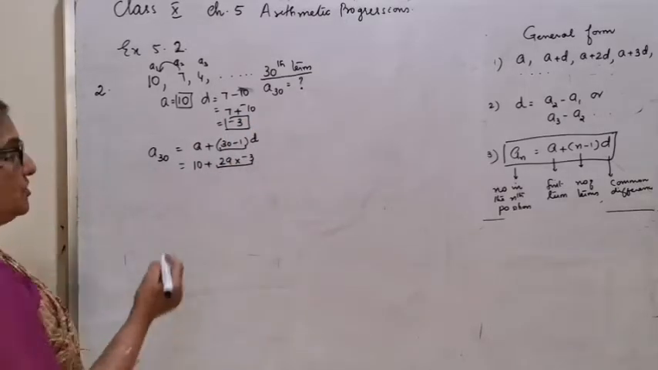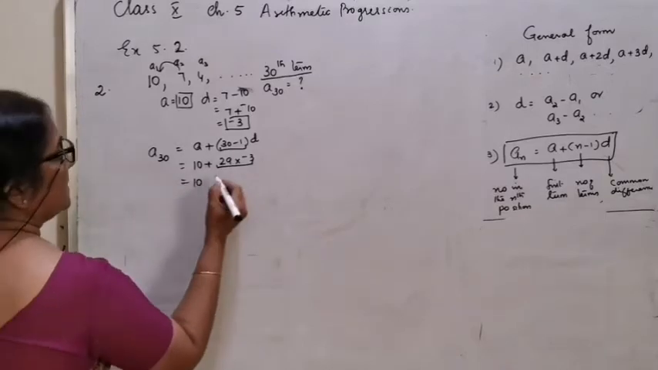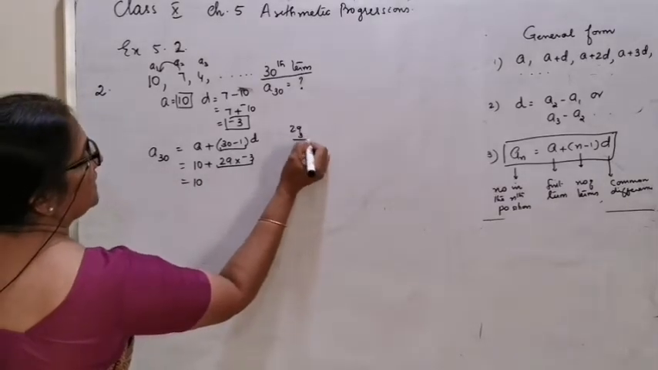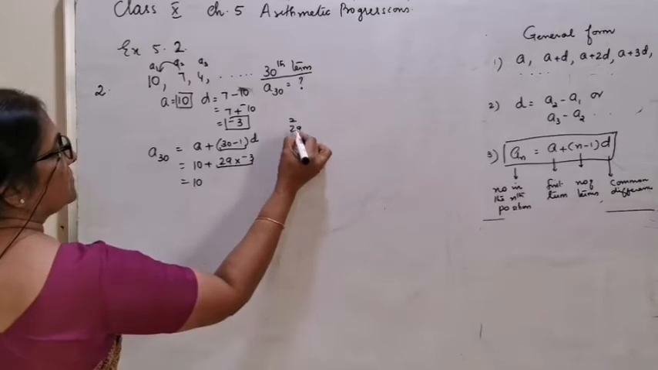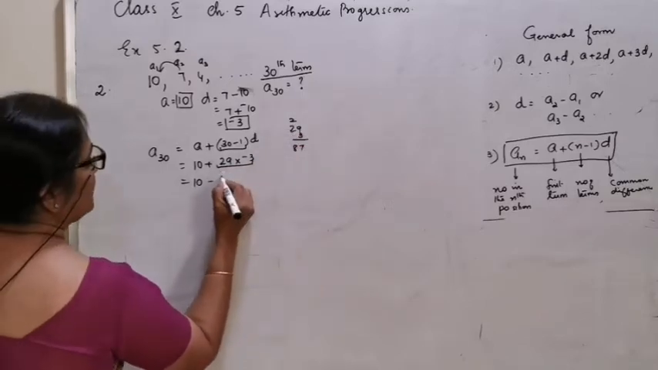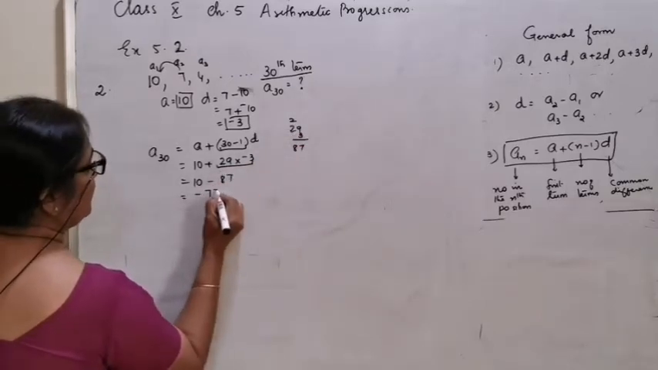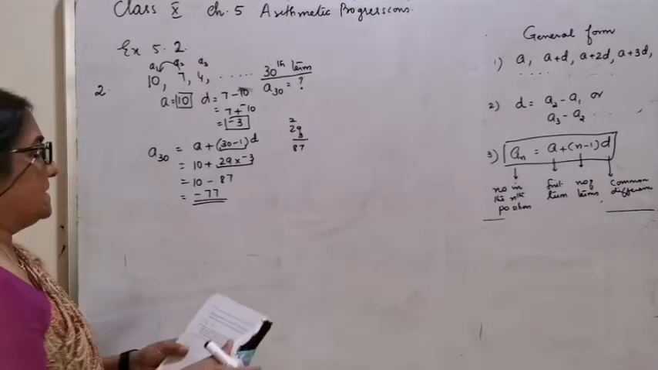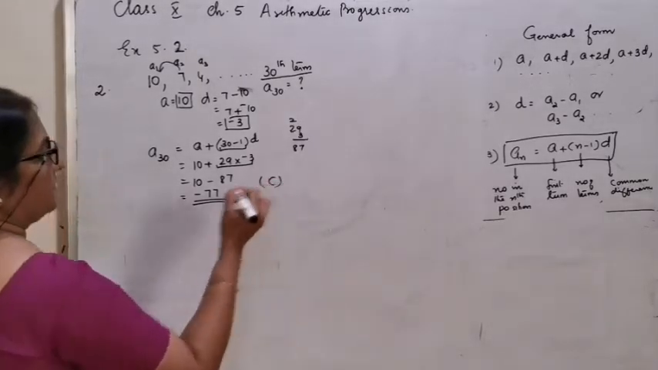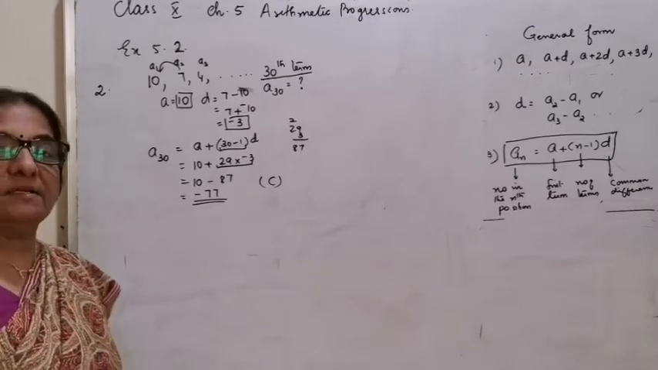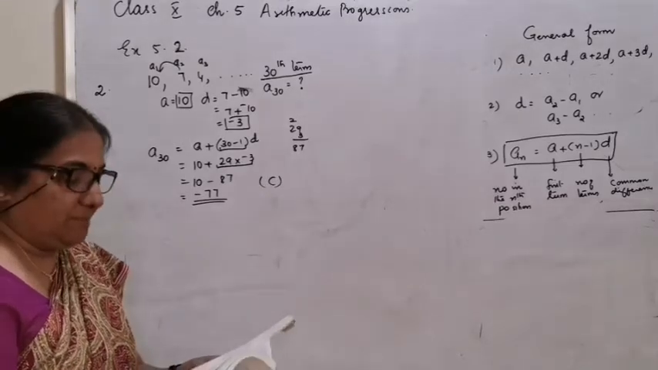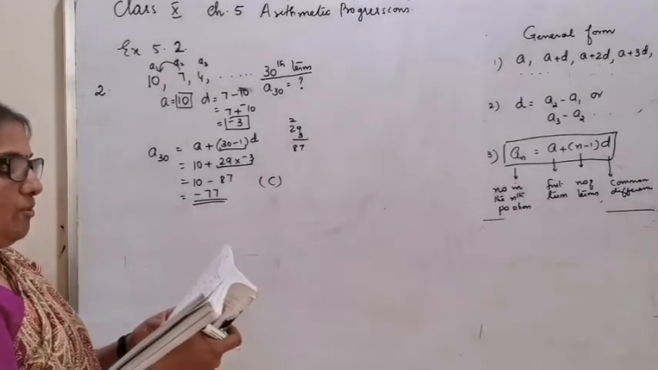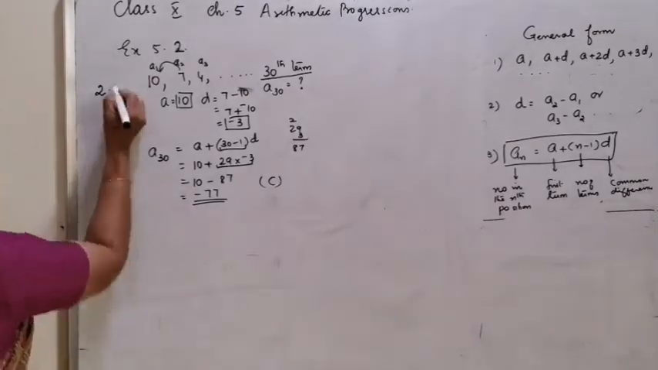First the multiplication, that is 29 into 3. 9 3s are 27, 2 3s are 6 plus 2 is 8, so 87. 10 minus 87 is equal to minus 77. So the answer is subdivision C. Then to justify the answer means you are supposed to work it out.